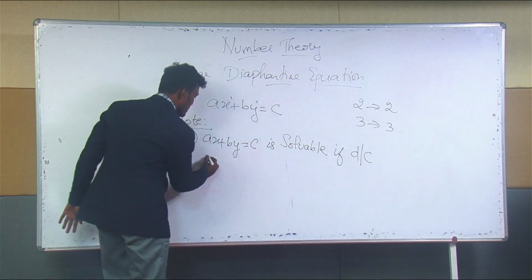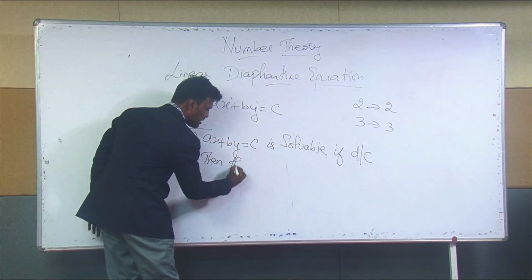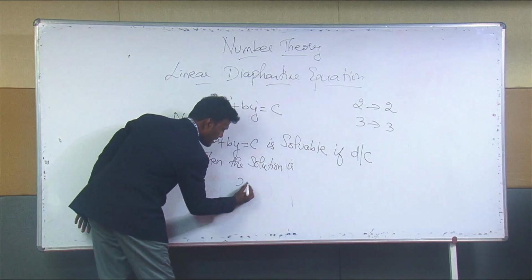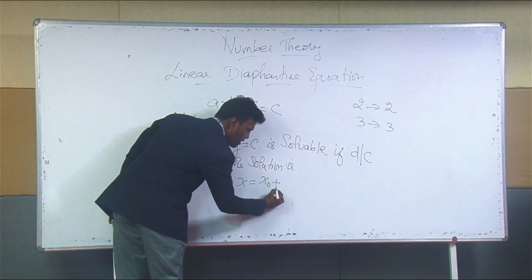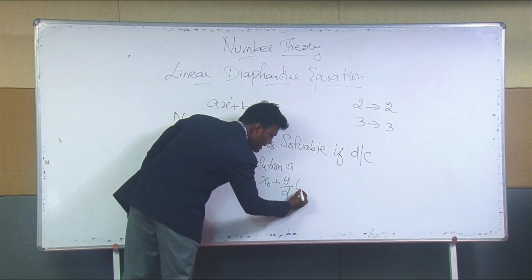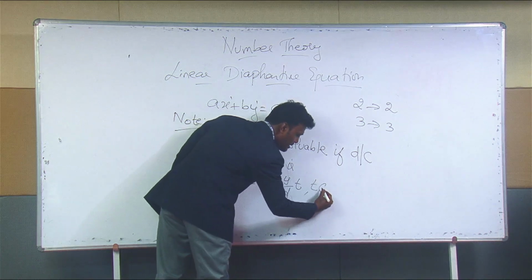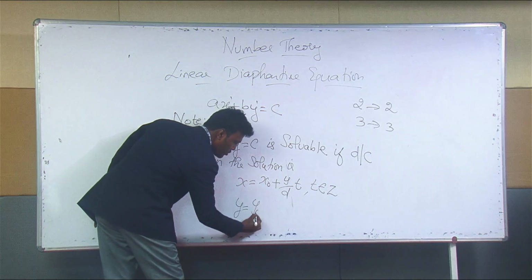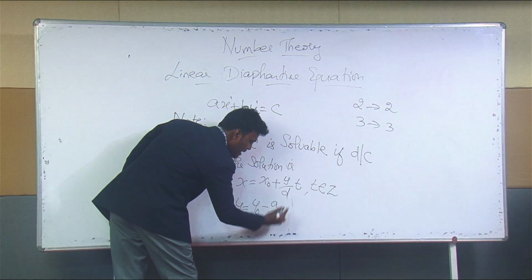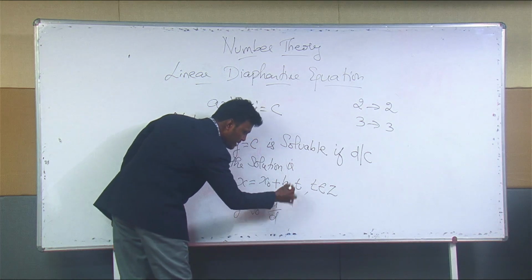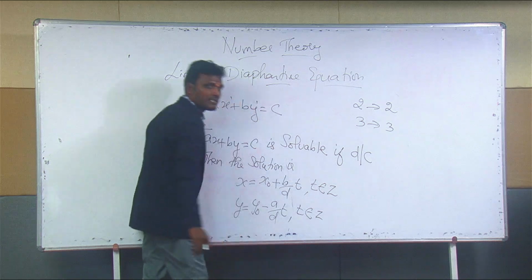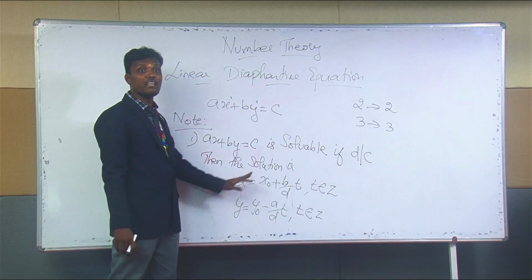Then the solution exists. Then the solution is x equal to x naught plus b by d into t, where t belongs to z. Next, y equal to y naught minus a by d into t, where t belongs to z. So this is the solution if it is solvable.